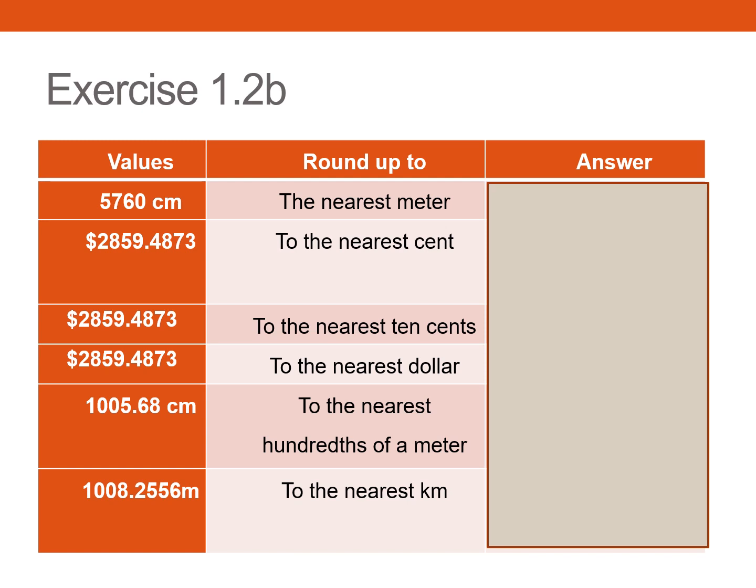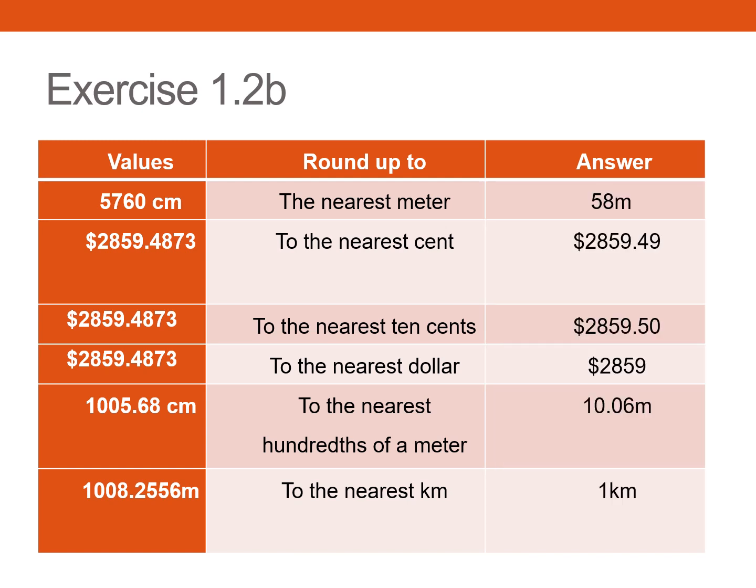To the nearest hundredths of a meter, I just explained with the THS is the number of decimal places. Nearest hundredths of a meter will be 2 decimal places. To the nearest kilometer, a whole number, all right? So you shouldn't have a problem filling this table up. Just follow the rules. Just remember all these terms because you'll be seeing them again and again. Nearest meter, nearest cent, nearest 10 cents, nearest dollar, that you should already know. As we do the questions, you will see that you get this quite often.